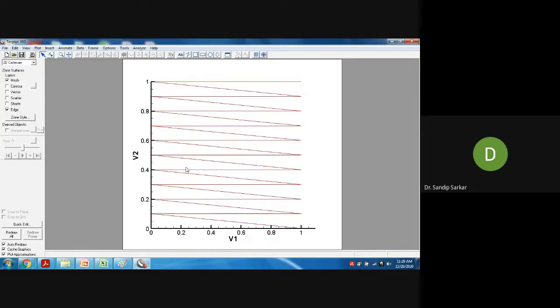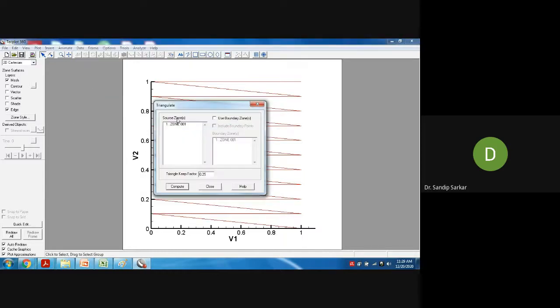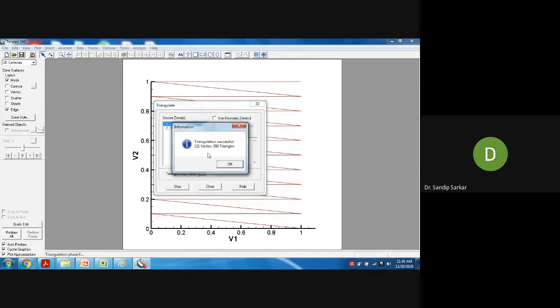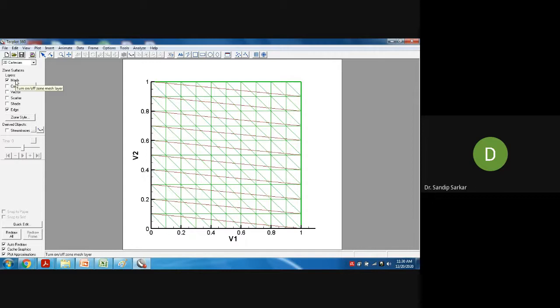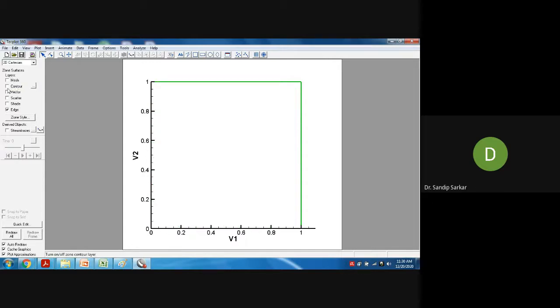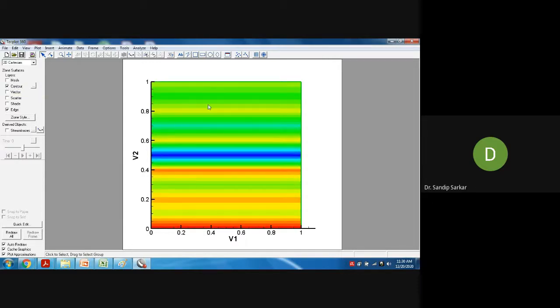It is open, and it will show something like that. Then you have to do Data, Triangulate, Zone 1, and Compute. Computations of the data are done. Close. Then you have to close the mesh. Then just check on the contour. It will show the temperature distribution. This is the contour of the temperature distribution.